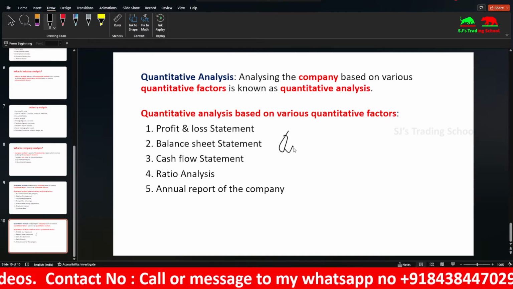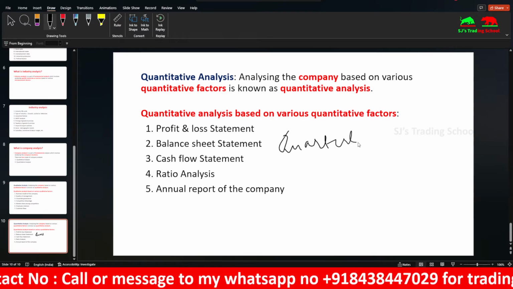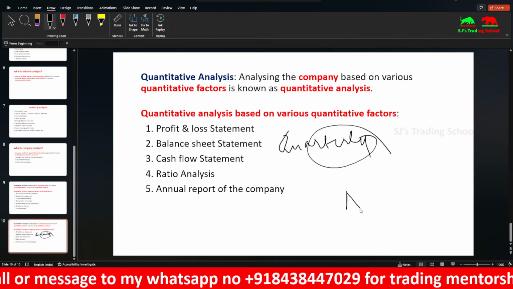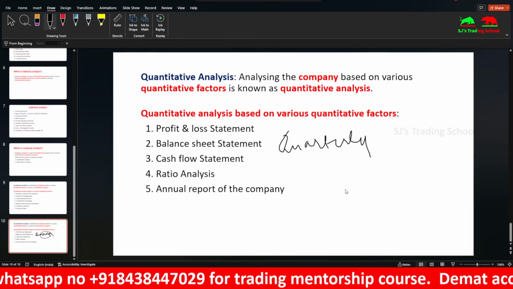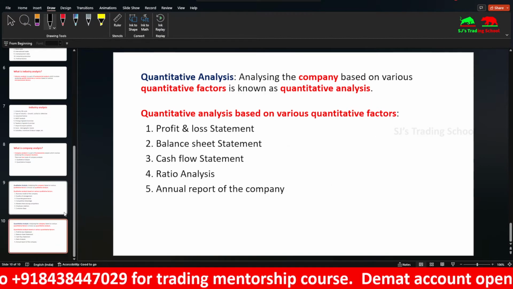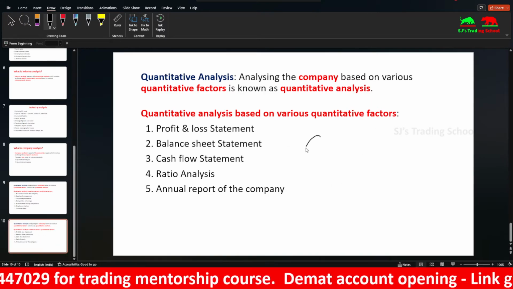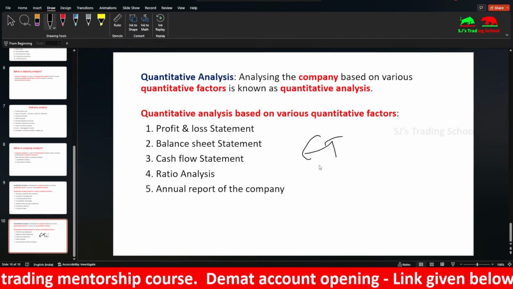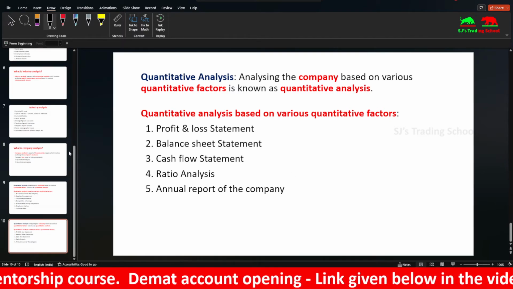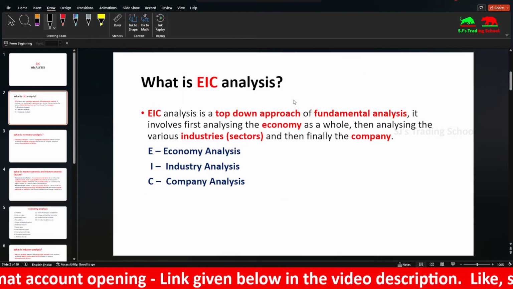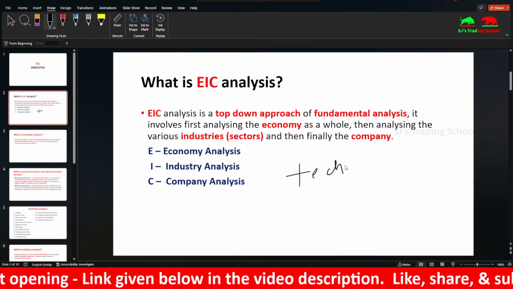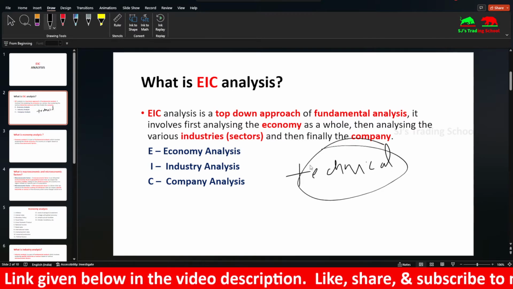So the company publishes quarterly results where we can see the financial statements, how much profit it has made, how much sales it has made. So analyzing the financial statements is known as quantitative analysis. EIC analysis is actually fundamental analysis, but you can also use the EIC analysis in technical analysis. How? I will show you.